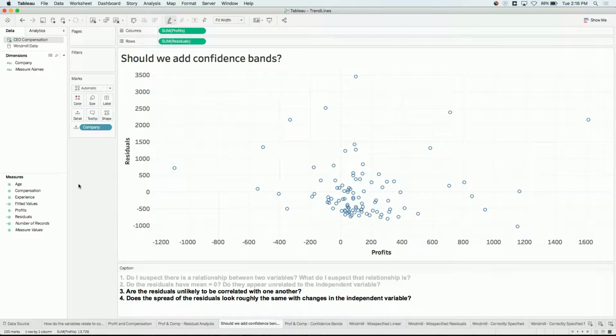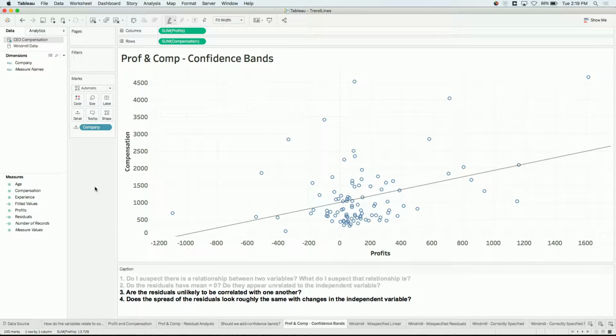Now that last question, does the spread of the residuals look roughly the same with changes in the independent variable? So that's why we have the residuals back up here again. Does their spread look like it changes very much? Not really. There's some clustering here, but we don't really care about the clustering. We just care about the spread, right? They seem to span this whole area, maybe except for this point here. And indeed, this is an example of residuals for which the spread does not really change with the independent variable. So we can trust our confidence bands. Let's go ahead and add them.